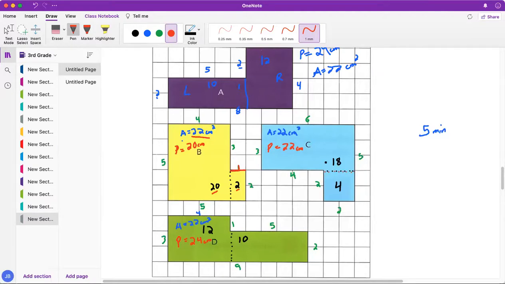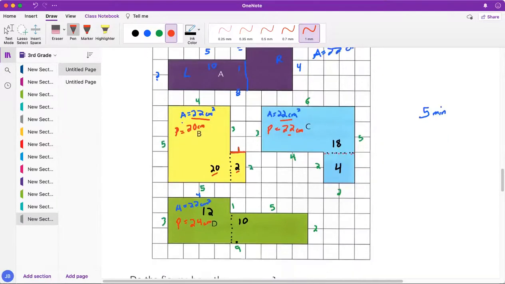Yep. And so how I did C was I put my line right here. And so this small one, the area was 4. The bigger rectangle, 18. And so 18 and 4 is 22. And then when we add up the perimeter, I got 22. 6, 5, 2, 2, 4, and 3. So then when I did D, I did it almost down the middle here. And so I got 10 for this side and 12 for this side. So when you add them up, you get 22 again. This time for perimeter, though, I got 24.